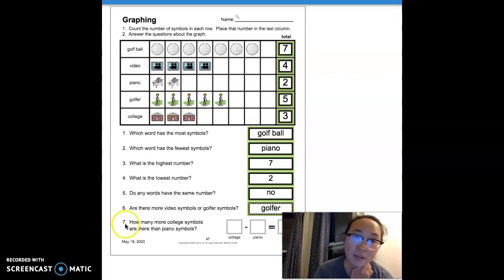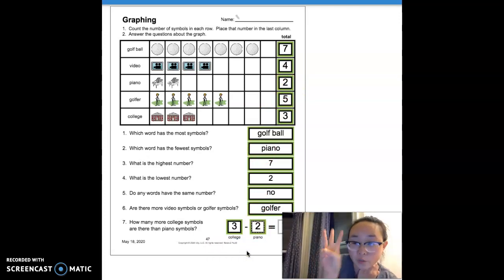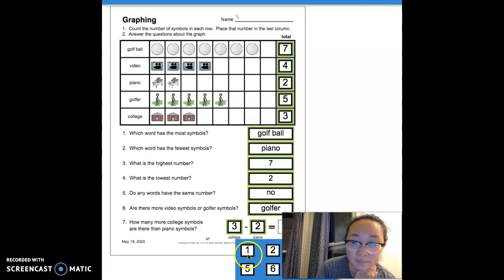And last, number 7. How many more college symbols are there than piano symbols? So college has 3. So let's look. 1, 2, 3. So we'll put 3. Piano over here has 2. So we do 3 minus 2, and the answer is 1. So there is 1 more college symbol than there are piano symbols.